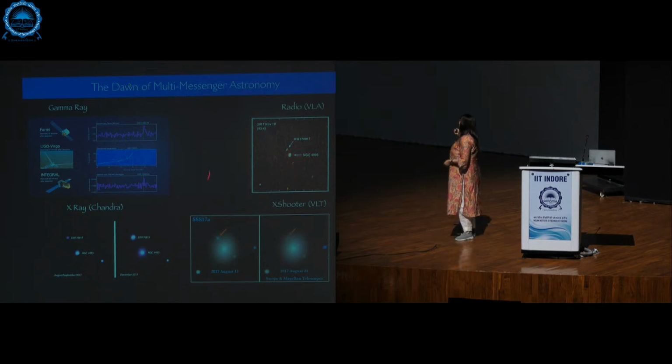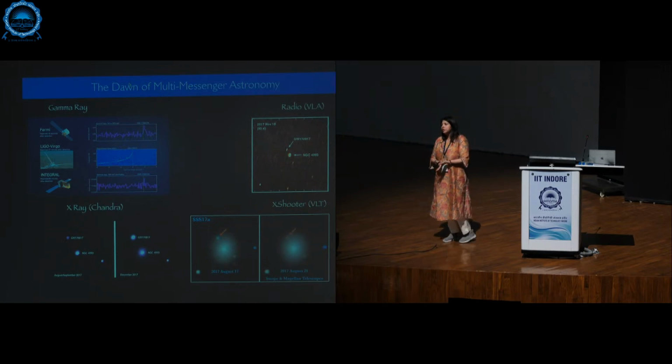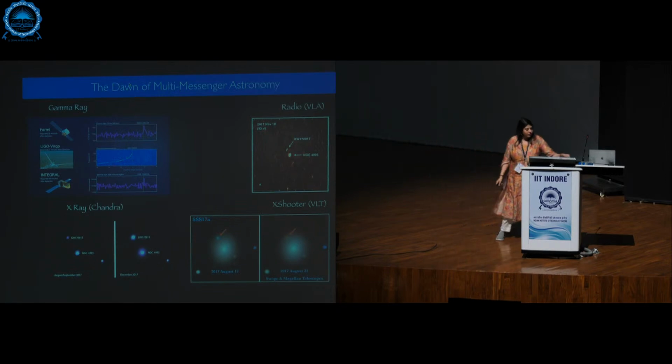For example, the gamma ray observations told us that binary neutron stars are associated with short gamma ray bursts. We know that there were observations of the kilonova, so this was also confirmed with this same event.